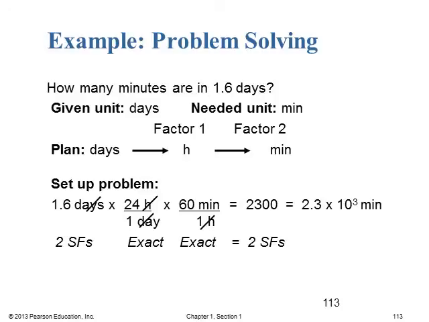1.6 times 24 times 60, you get 2,300. All right, and so you can leave it as 2,300 minutes or simplify it in scientific notation as 2.3 times 10 to the third. 1.6 days is a measured number, so we have 2 significant figures, and 24 hours in 1 day and 60 minutes in 1 hour are both exact numbers within the same system, and so we don't have to worry about any significant figures in those cases.